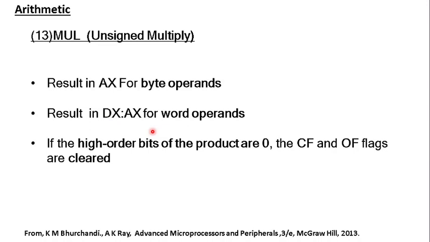Then suppose your source is a word operand. The destination will be the entire contents of AX. Now we need a double word as the result, or a space of double word is required to store the result. That is taken up by combining DX. So the result will be spanning across DX AX, with the higher order bits of the result in DX and the lower order bits of the result in AX. Regarding flags, the multiplication instruction will affect the flags register in this way: if the higher order bits of the product are 0, then CF and OF, that is the carry flag and overflow flag, will be cleared.